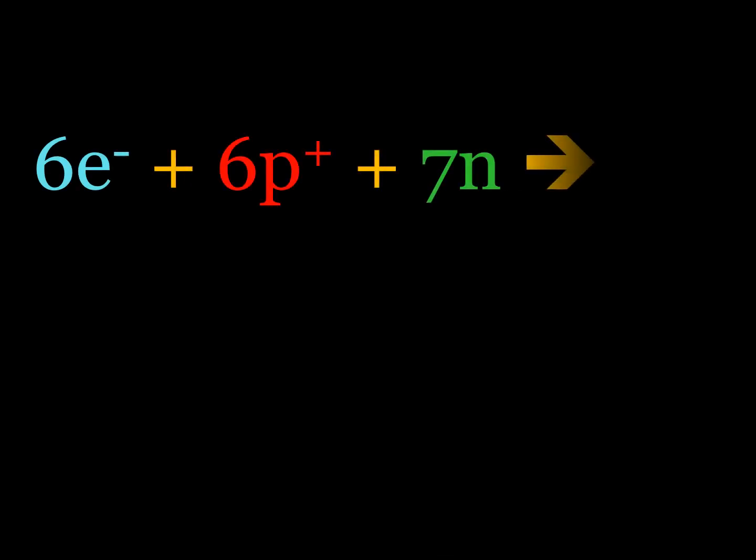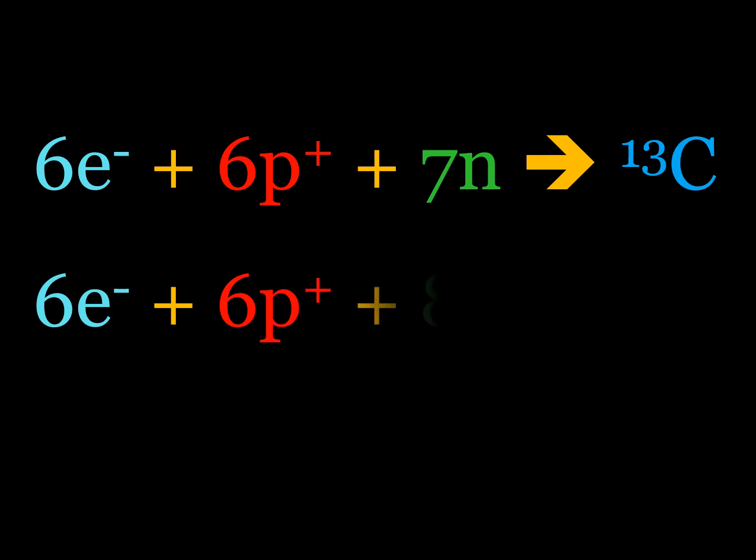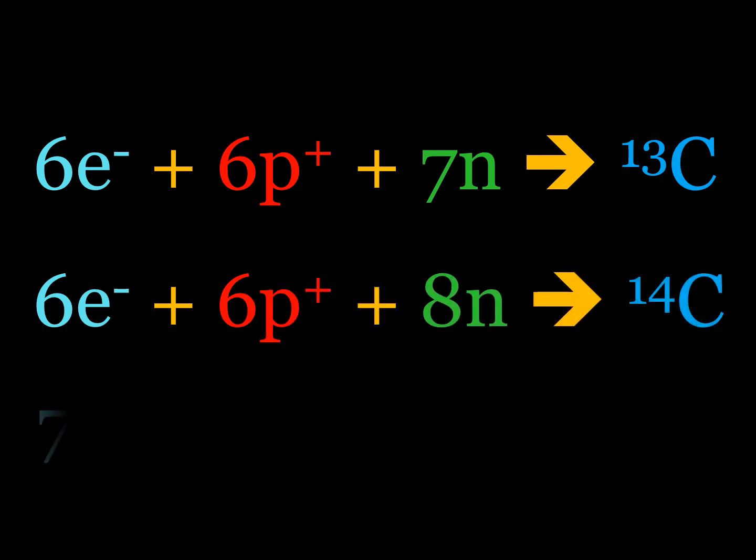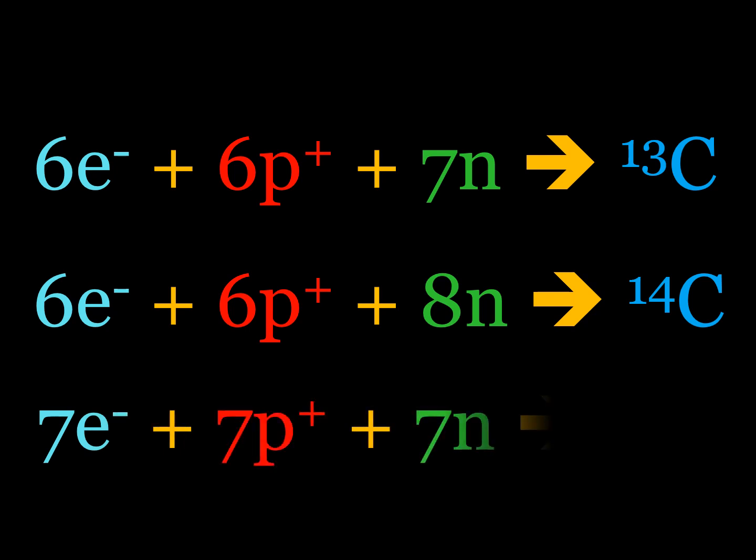Like the isotope of hydrogen, isotopes of other elements were formed as well. If 6 electrons, 6 protons and 7 neutrons combine, the resulting atom will be carbon-13, which is an isotope of carbon. If 6 electrons, 6 protons and 8 neutrons combine, it will result in the formation of carbon-14, and if 7 electrons, 7 protons and 7 neutrons combine, the resulting atom will be nitrogen-14. Similarly, the elements with higher number of electrons, protons and neutrons were formed.